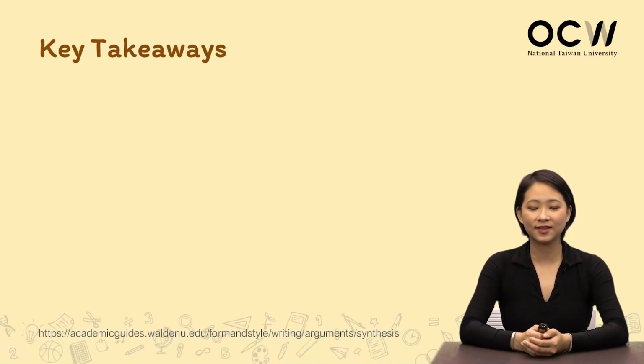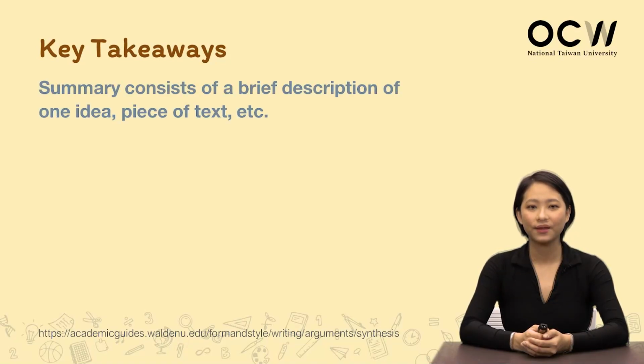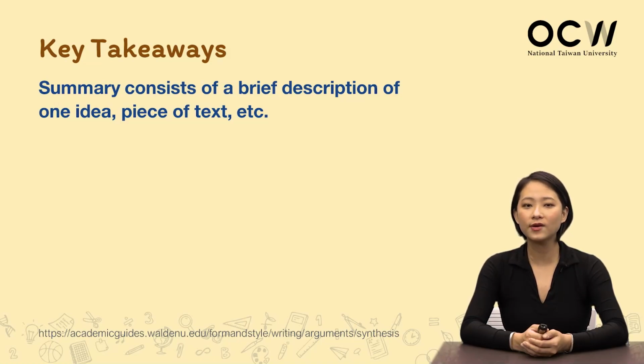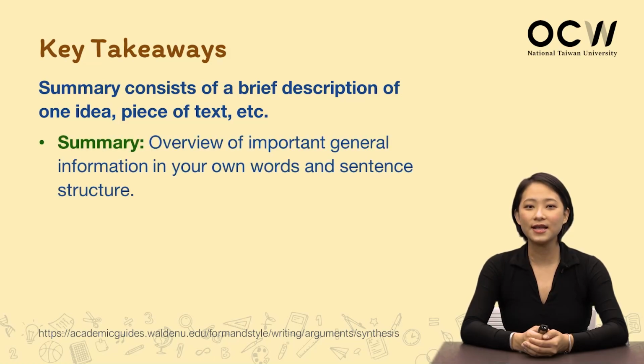Now that we're done with today's lesson, let's go over the key takeaway. So exactly what is a summary? A summary consists of a brief description of that one single main idea that is being presented in the research, as well as other pieces of text that you wish to retain for further use. And today we'll look at two different methods to better organize our abundance of information. Number one is summary. A summary is essentially an overview of the important general information, and you will be organizing it in your own words and sentence structures.